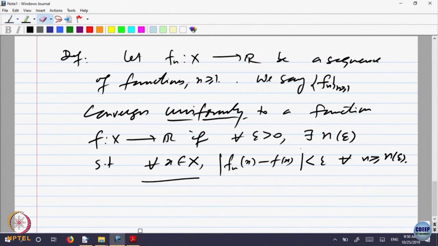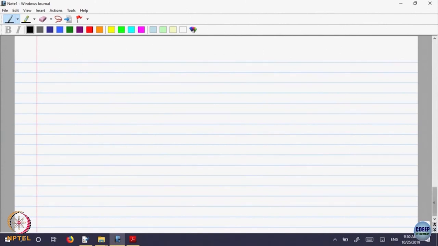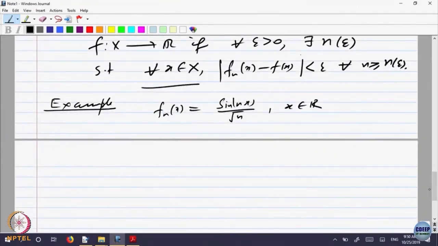So, let us look at some examples. Actually we have one example ready here, namely f_n(x), which was defined as sin(nx) divided by square root of n, say x belonging to R. Right. So, we want to claim that f_n converges to f, which is identically 0, uniformly.